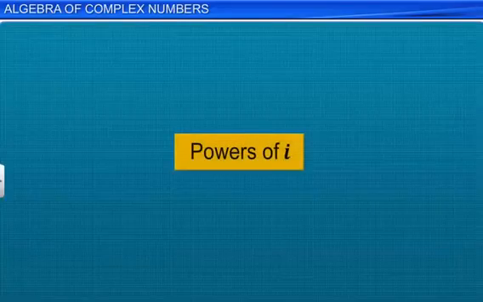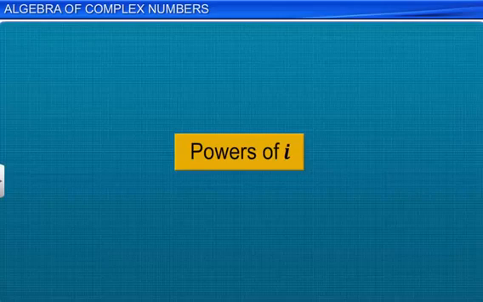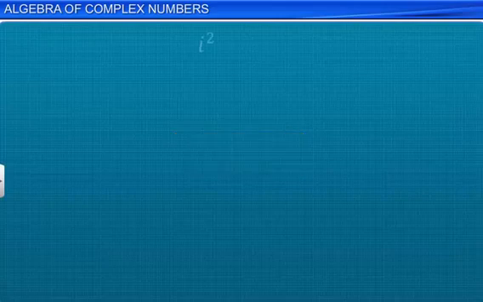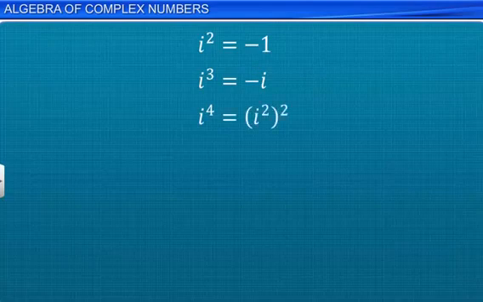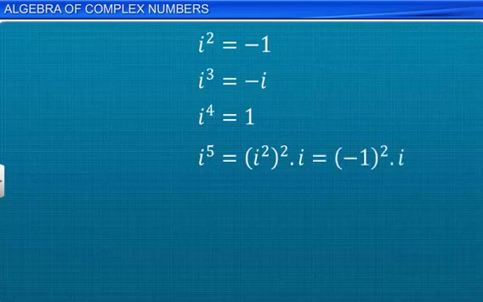Now, we'll learn to find the powers of i. You know that i squared is equal to minus 1. i cubed is equal to i squared multiplied by i, which is equal to minus i. i raised to the power 4 is equal to i squared whole squared, which is equal to 1. i raised to the power 5 is equal to i.